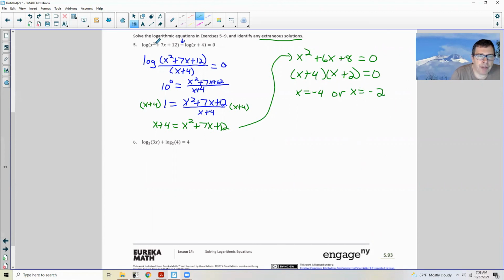So if I go back to the original and I take negative 4 and put it in here, I get 16 minus 28. Let me just show you this. So it's going to be negative 4 squared plus 7 times negative 4 plus 12. And that's going to be 16 minus 28 plus 12. Well, 16 minus 28 is negative 12, plus 12 is 0.